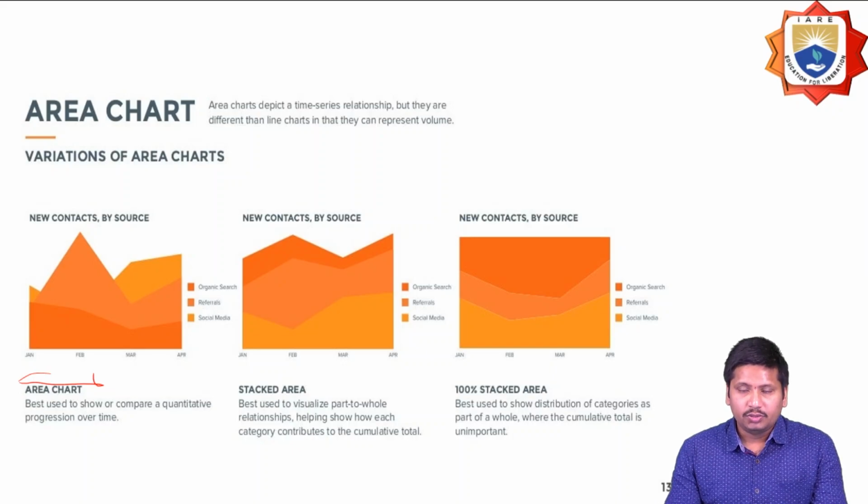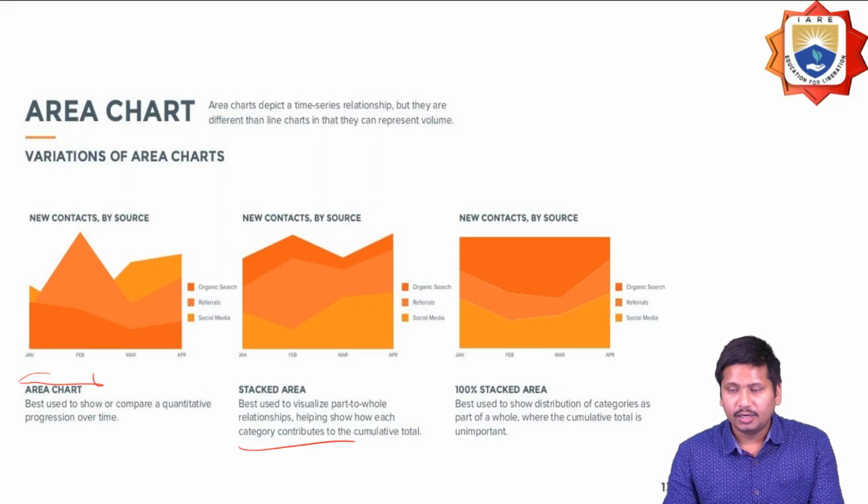Okay, so the area chart mainly depicts a time series relationship, but it differs from line charts, and different types are available: area chart, stacked area, and 100% stacked area. The area chart shows or compares quantitative progression, whereas the stacked area is best used to visualize part-to-whole relationships, showing how each category contributes to the cumulative total. The 100% stacked area is best used to show the distribution of categories as part of a whole, when the cumulative total is unimportant.